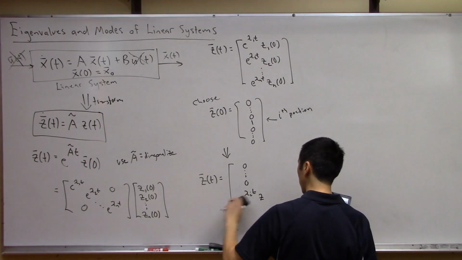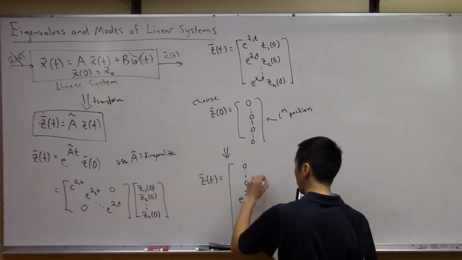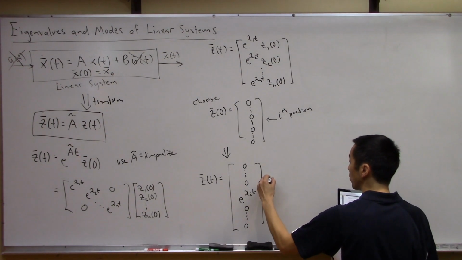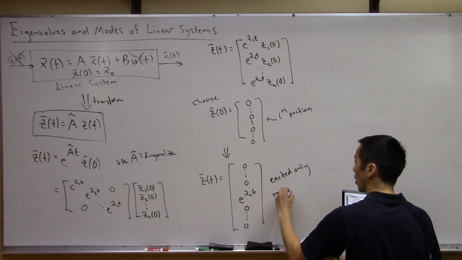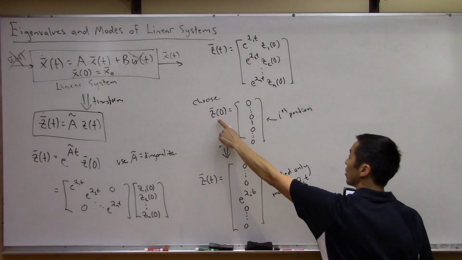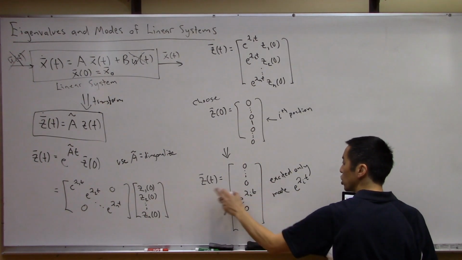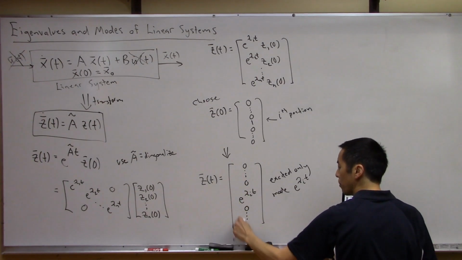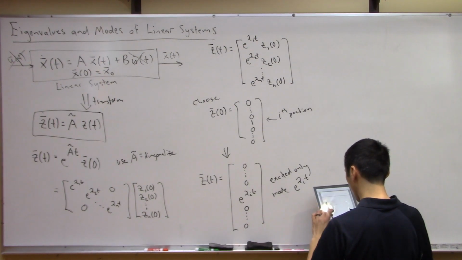Or I guess zi, we said, was 0, right? So it's going to be 0, 0. In this case, what we've done is we have just excited only the mode of e to the lambda i t. So by choosing an initial condition in the transform set of states with a 1 in the ith position, you basically make it so that the only term in the state trajectory is that mode. So that's pretty darn cool.